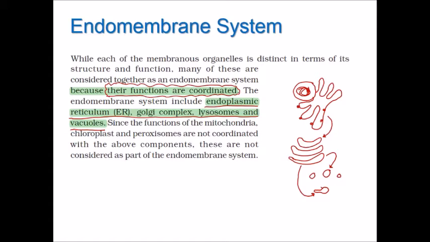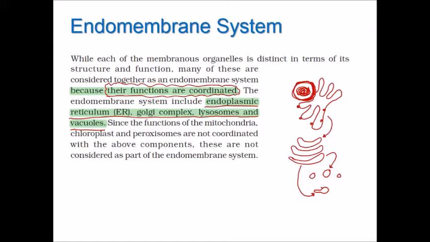Now if you consider mitochondria, chloroplast, or any other organelle, they cannot be considered as a part of endomembrane system because their functions are not coordinated with Golgi, ER, or lysosomes. They have completely different functions. The nuclear membrane could be also considered as a part of the endomembrane system.